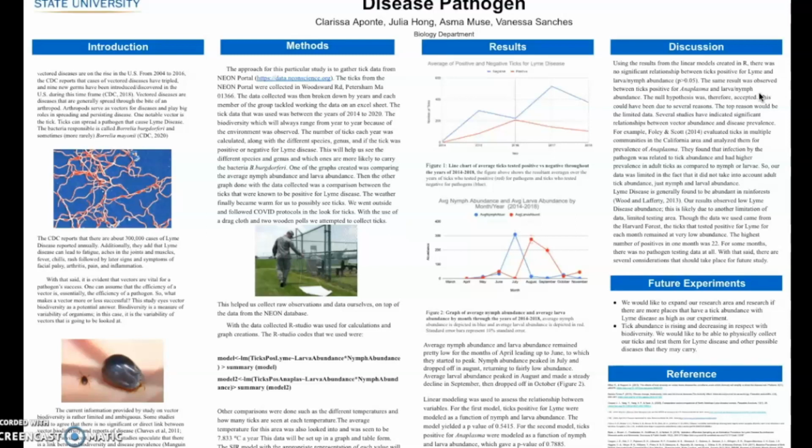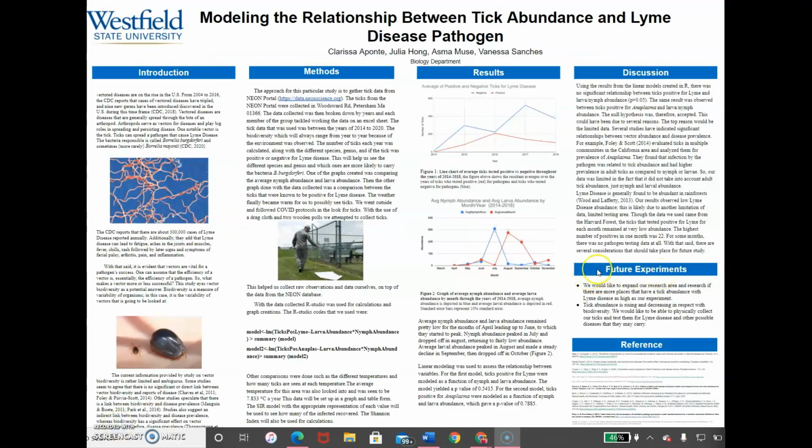So we have some ideas on what could be adjusted for a more reliable future study. Some future experiments that we would like to do are to expand our research area and research more ticks to see what the abundance is with Lyme disease, to see if it's actually as high as what we received with our data. We also want to see whether tick abundance is rising or decreasing. We would also like to physically collect our ticks and test them for Lyme disease and other possible diseases that they may carry.